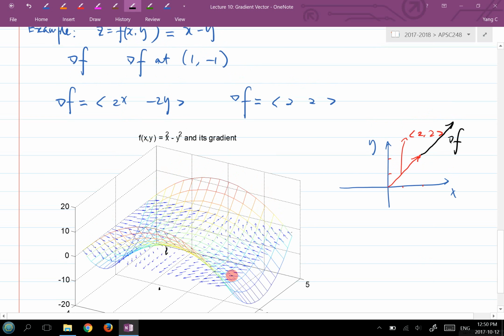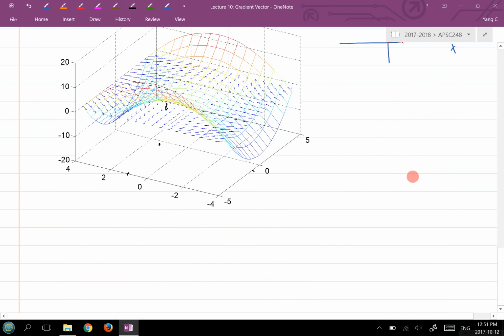In the next few lectures, this is called a vector field. It's a field of vectors, right? And each one of the vectors actually has a meaning, as in this case for the gradient vector. So this is how you would sketch the gradient vector.